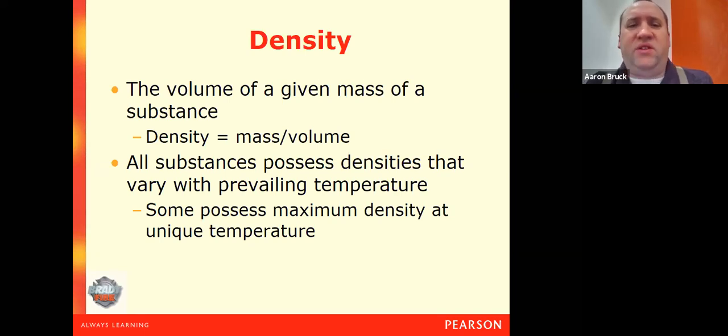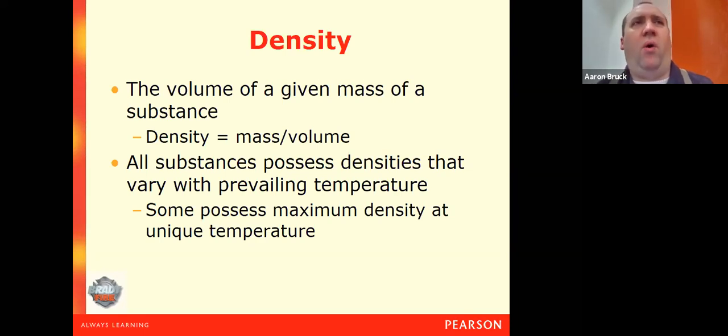What's also interesting about most substances is that because volume is able to expand and contract with temperature, the densities of substances will change, although slightly, with temperature. And so most of the time, we talk about substances in terms of their maximum density.